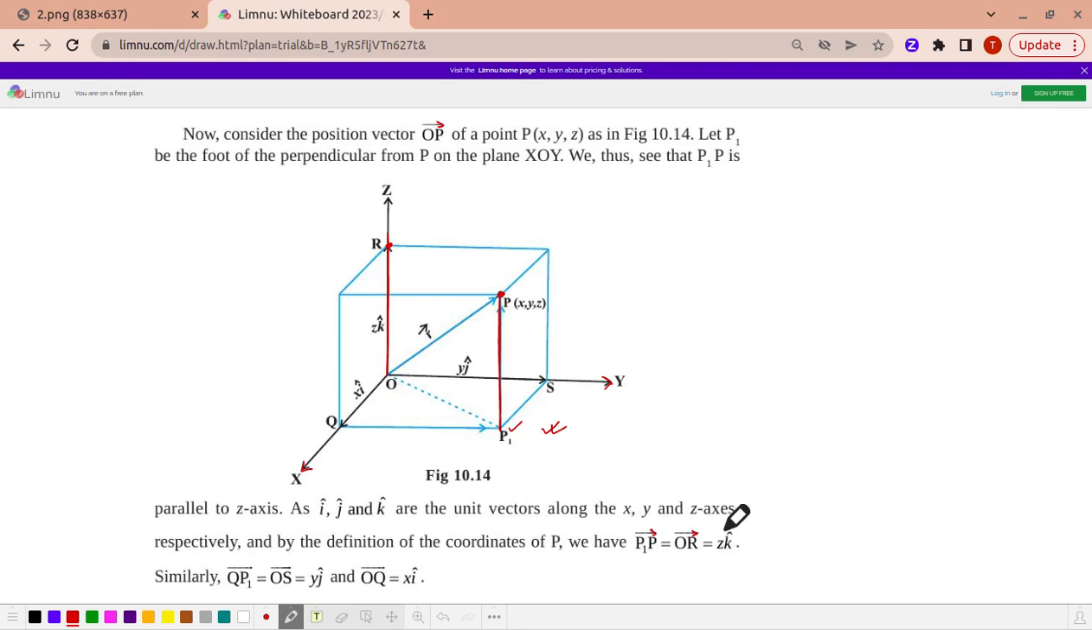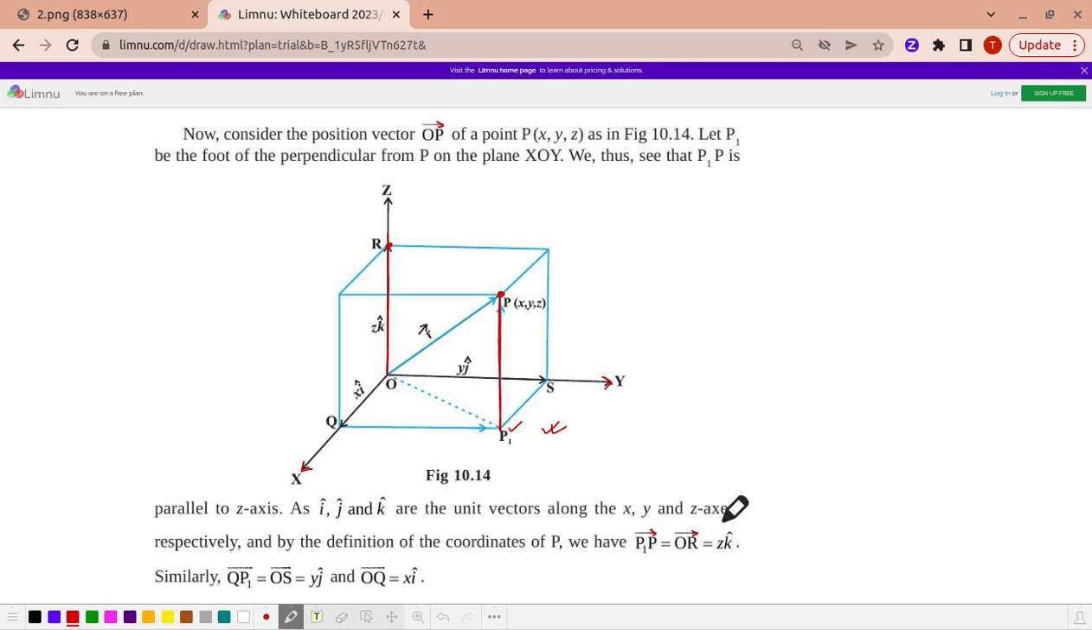Why Z and why k cap? Because Z is the magnitude of the vector P1P or OR, and why is it k cap? Because it is a vector, which means the vector OR is along the z-axis, and vector P1P is parallel to the z-axis, and we have learned in our earlier session that if we move a vector parallel to its initial position, the vector remains the same.